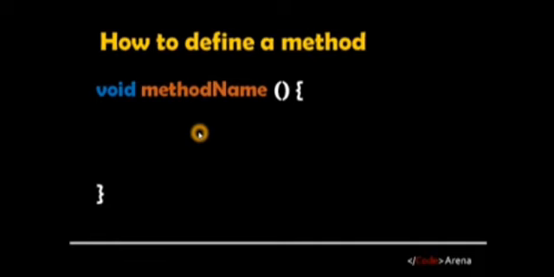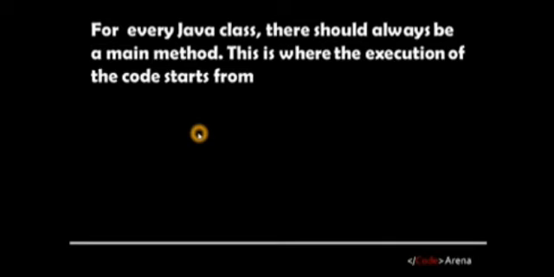Now let's move further by knowing what a main method is. One thing about a main method is that for every Java class there should always be a main method. A main method is where the execution of the code starts from. It is from this main method that Java executes all code. This main method invokes all other methods in a class.